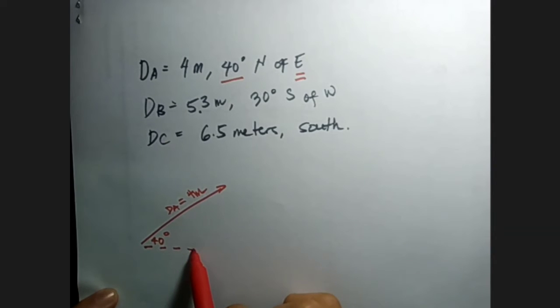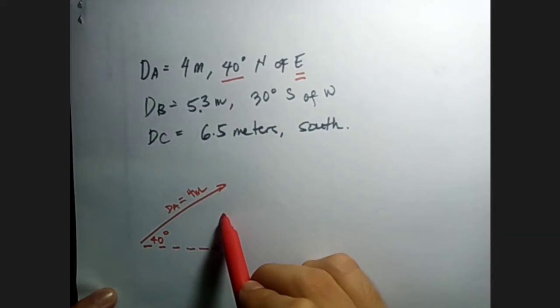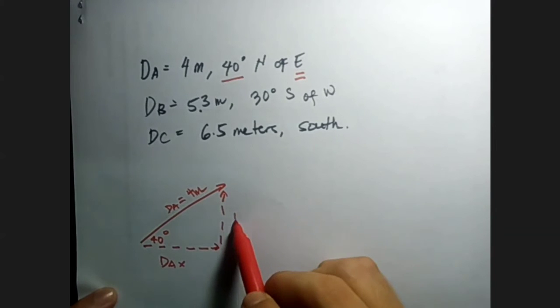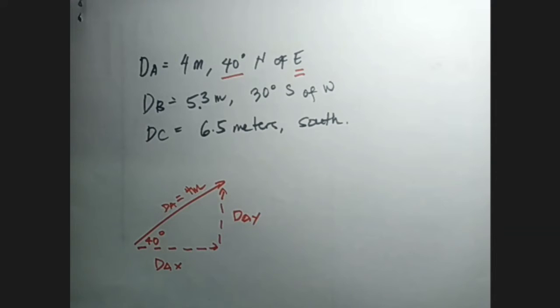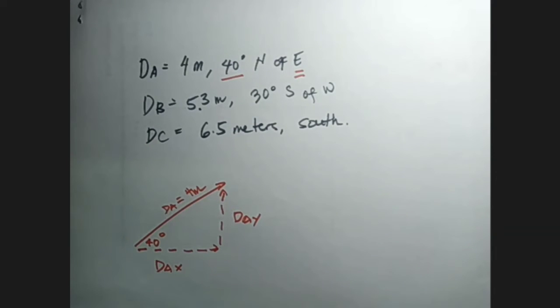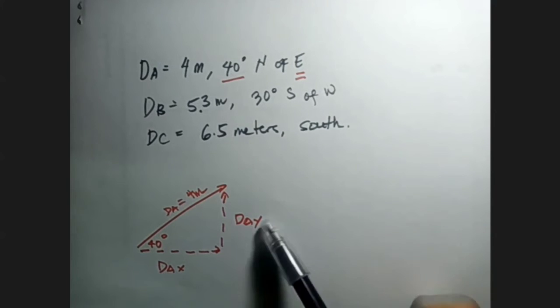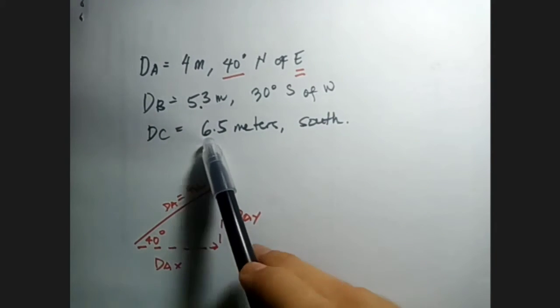In this case, it has a component in the x direction and a component in the y direction. So this is D sub AX and D sub AY. What we need here is to determine D sub AX and D sub AY, because there are three vectors. We need to add all the x components and all the y components of the vectors. So first we get the x component and the y component of D sub A. We will do the same for D sub B and D sub C.